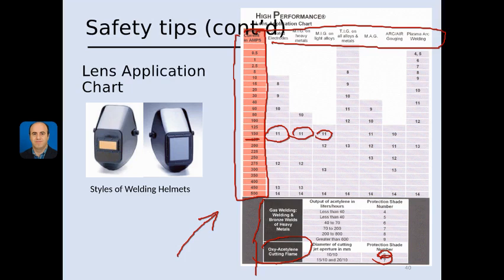So if you are using a helmet for oxy-fuel welding or oxyacetylene welding, that glass is not going to be recommended for the arc welding process, because the lens number is smaller, so it does not protect the welder's eyes.